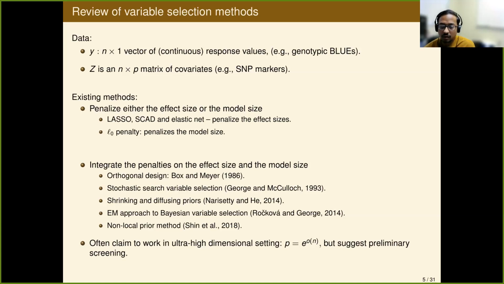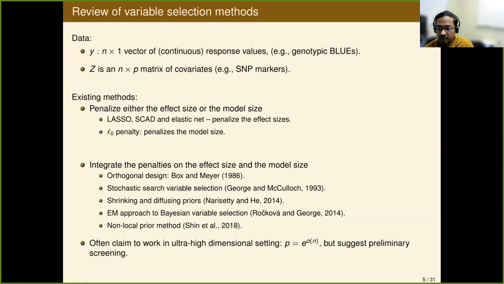Narisetti and He published a paper in the Annals of Statistics in 2014 on posterior consistency results in the ultra high dimensional setup. Then Ročková and George extended the EM approach to Bayesian variable selection in the ultra high dimensional setting. And there are other methods by Shin et al. using non-local priors on the effect sizes. All these methods claim to work in ultra high dimensional settings where the number of variables is exponential of little o of n. In other words, the logarithm of p grows slowly with n.